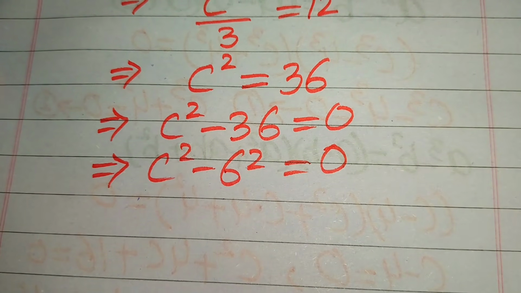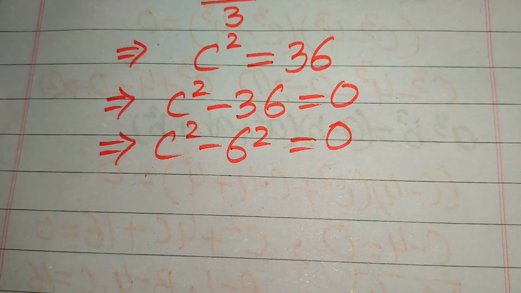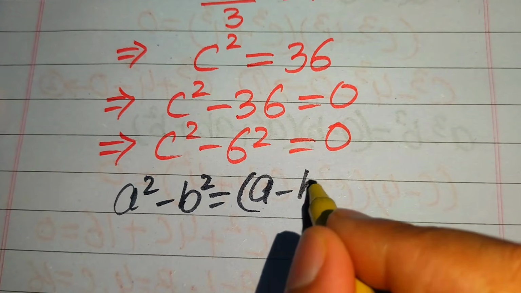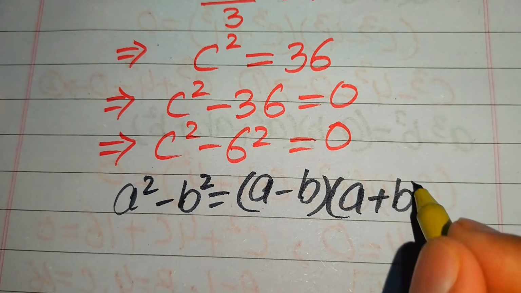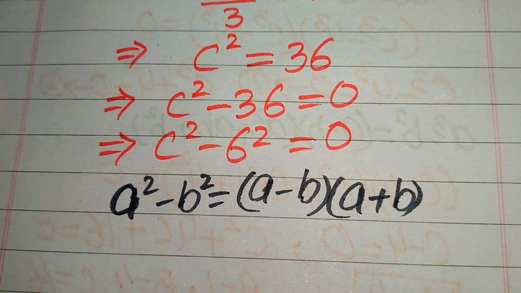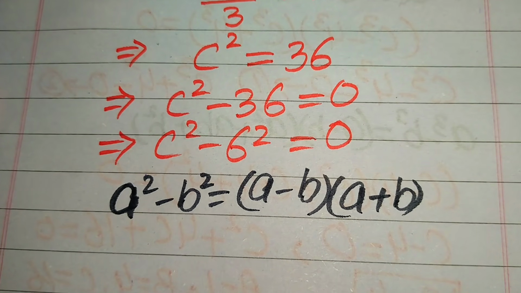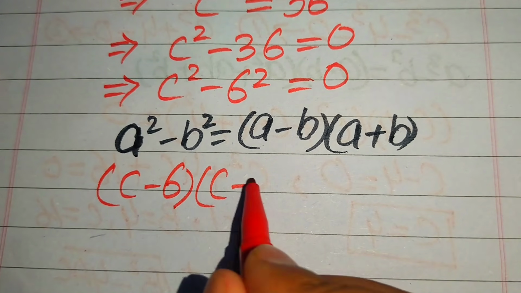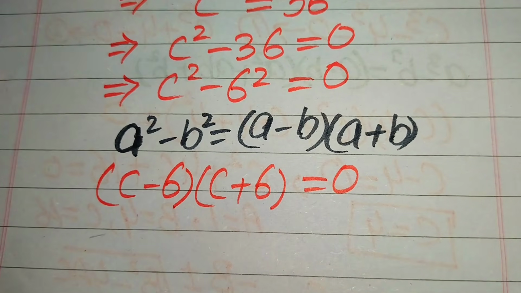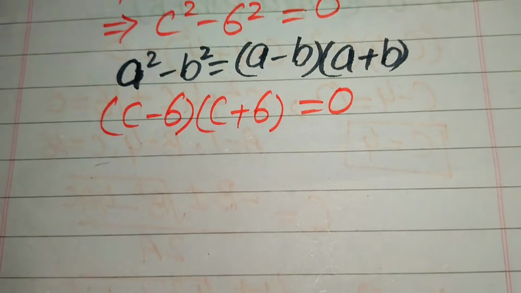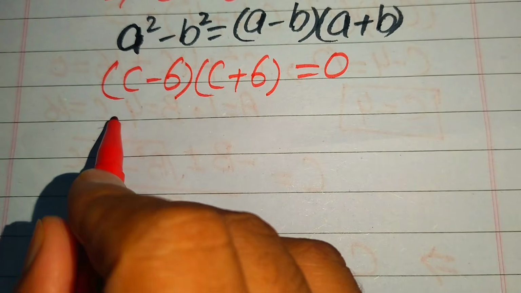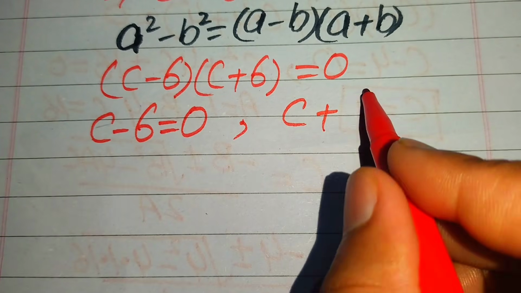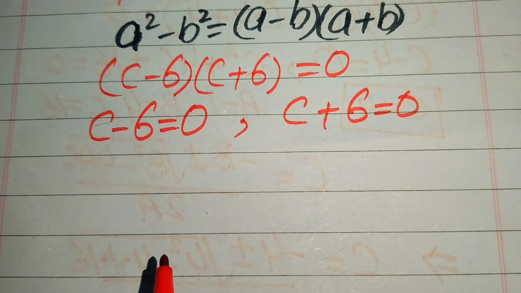And here we apply the algebraic formula. You know that a square minus b square equals a minus b times a plus b. So according to this formula, we expand the above equation in this form: c minus 6 times c plus 6, and this whole equation is equal to 0. And now in the next step we divide this equation into two cases. The first case is we write c minus 6 is equal to 0. The second case is we write c plus 6 is equal to 0.